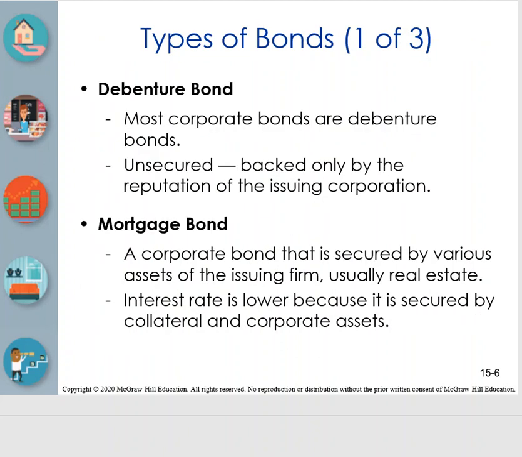Now remember, I said the written instrument is known as the indenture. Notice there's a term indenture and this term debenture. Debenture means unsecured bonds. They're backed up only by the reputation of the corporation that issues it, as opposed to a mortgage bond, which is a secured bond. This type of bond is secured by various assets of the corporate issuing firm, usually real property or other types of property. The interest rate will be lower on a mortgage or secured bond because it is secured by collateral and other corporate assets.